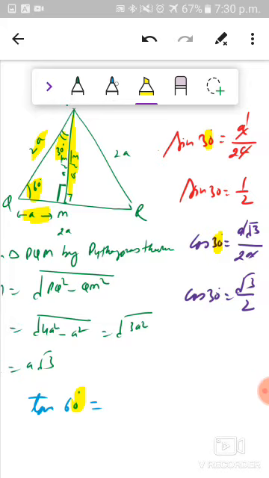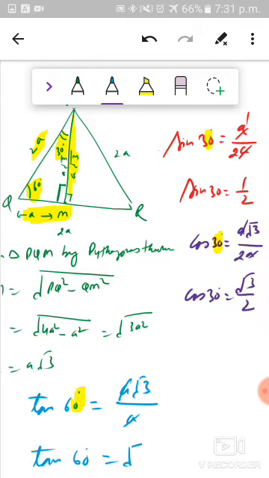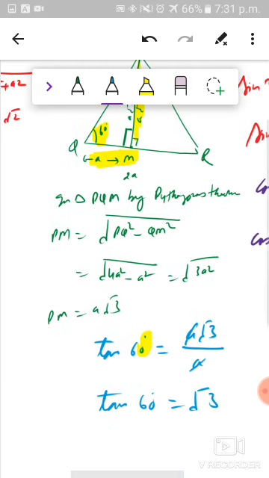Okay, we'll write a root 3 divided by the side adjacent to 60 degree. The side adjacent to 60 degree, that is A here, this side. That is A. A cancel by A. So what is the value of tan 60 degree? That is root 3. So this is how we can find the values of all the trigonometric ratios for these specific angles.